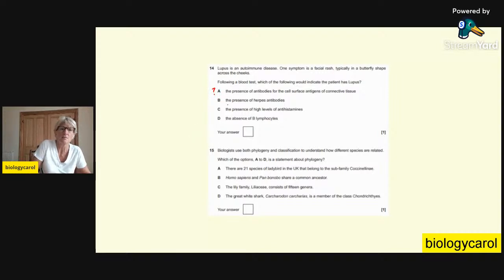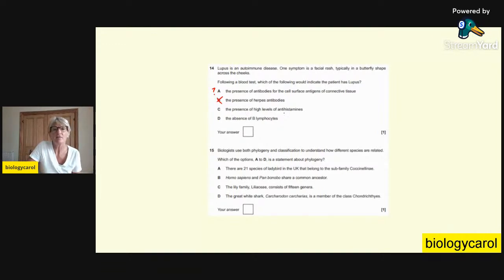Let's have a look at the others. The presence of herpes antibodies, well, that can't be true, because that implies infection by the viral pathogen that causes herpes. So I'm thinking that B isn't true.